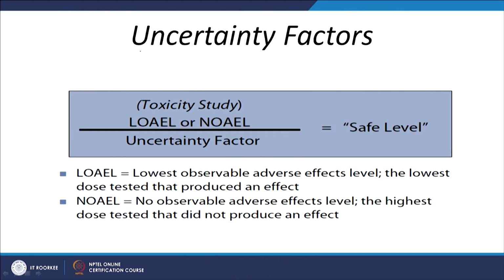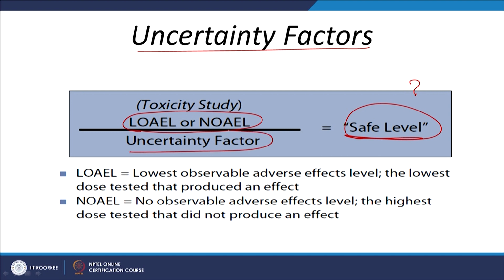Here obviously we need to calculate this safe level. How do I calculate this safe level? It depends upon dividing the LOAEL or NOAEL that we just calculated by different uncertainty factors. Again, LOAEL, lowest observable adverse effect level, and NOAEL, no observable adverse effect level. We discussed this, so we are not going to go into that.